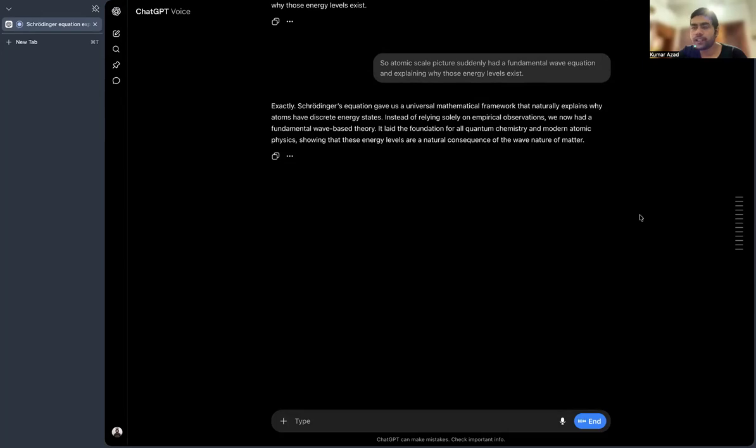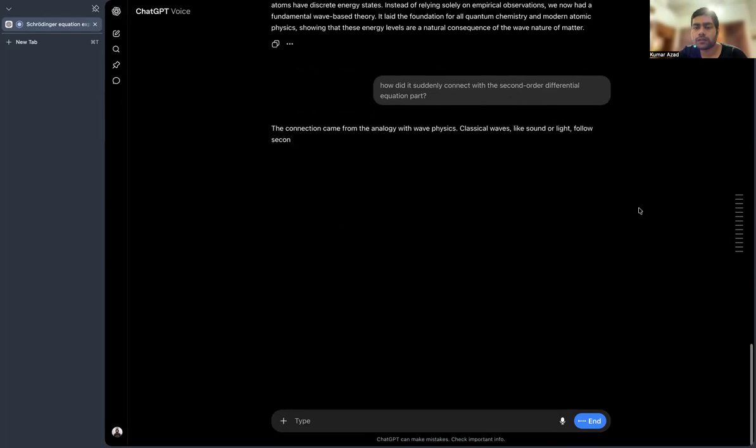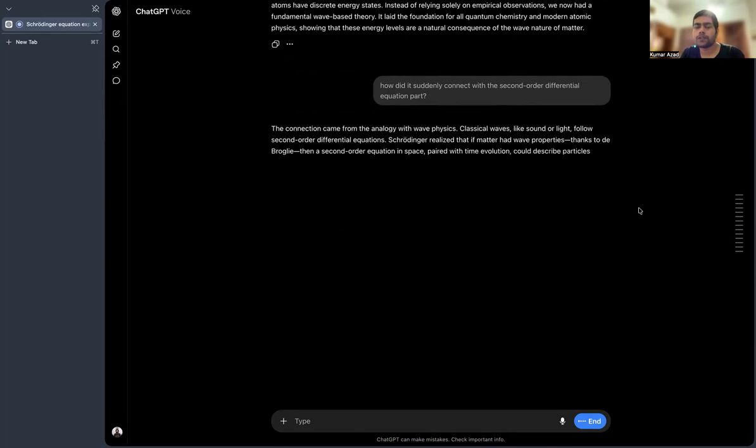How did he suddenly connect with the second order differential equation part? The connection came from the analogy with wave physics. Classical waves, like sound or light, follow second order differential equations. Schrödinger realized that if matter had wave properties, thanks to de Broglie, then a second order equation in space, paired with time evolution, could describe particles. By inserting the right operators, he turned classical energy relationships into a quantum wave equation. And that became the famous Schrödinger equation.